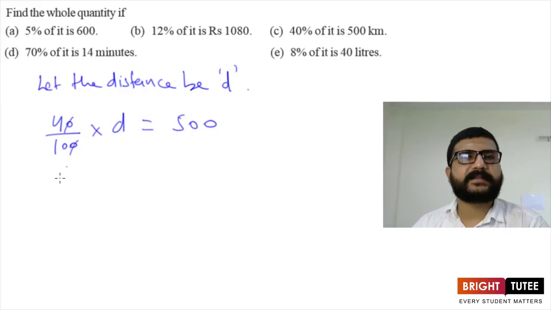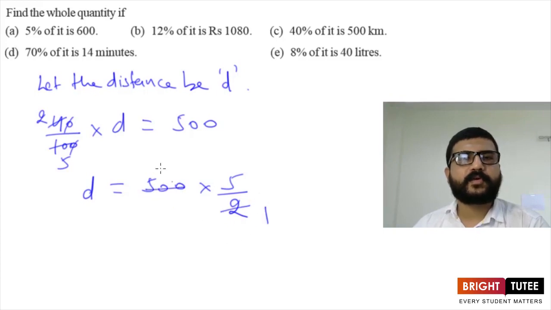Now we can simplify this. We will get 2 here and 5 here. Now we have to simplify this and get the value of d from here. So what we can do, we can transpose this 2 upon 5 on the right side of the equation. So this will give us d is equal to 500 into 5 upon 2. Now we can simplify this further. 2 ones are 2. 2 into 250 will give us 500.